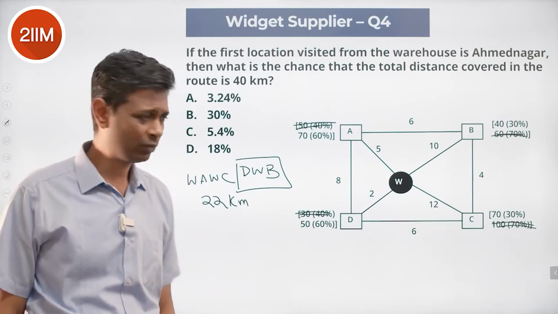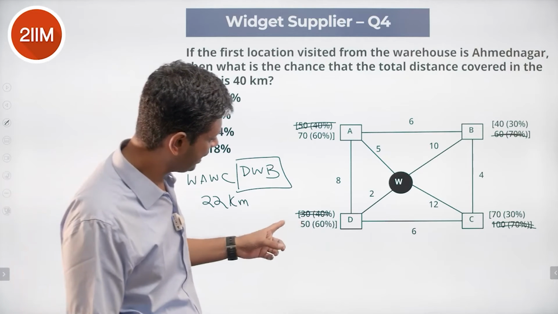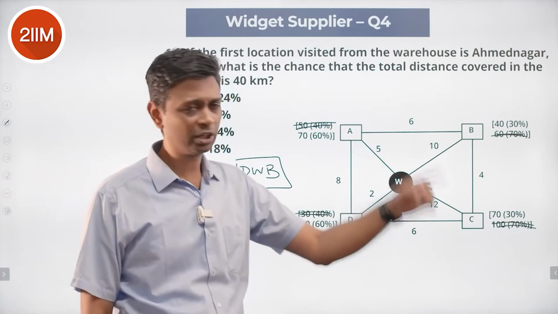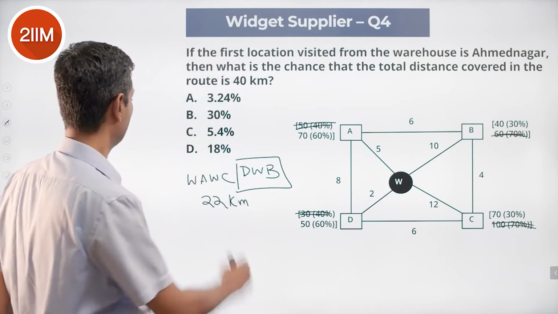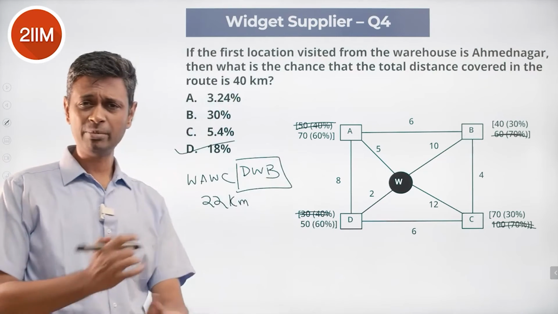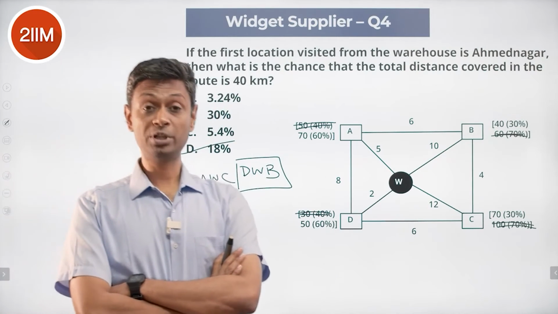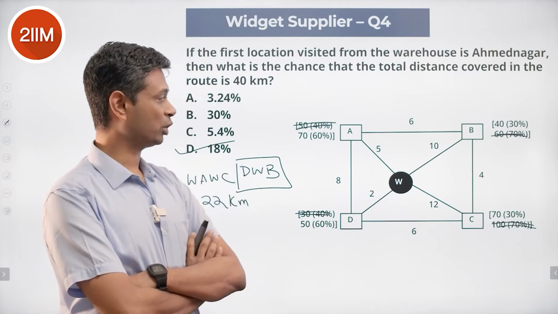Nice, worked out rather well for us. So it is 50 and 40, 60% into 30%, 18%. That's our answer. Done. Beautiful question. Some element of probabilistic thinking layered on top of what you already have.